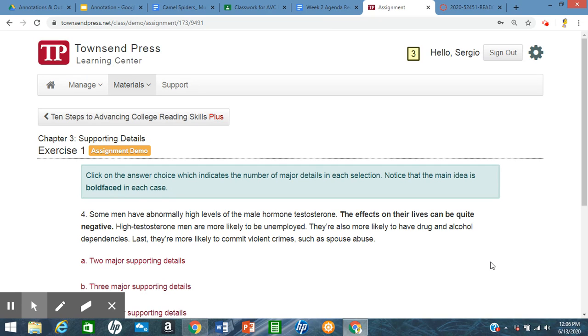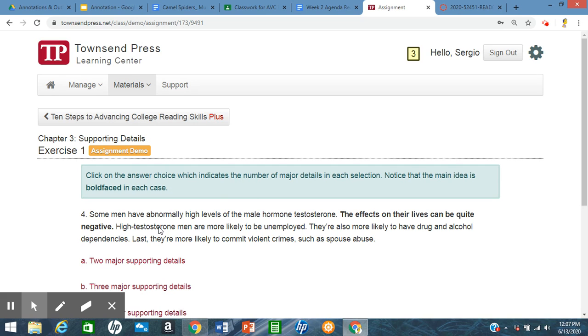So, now, here is our main idea. The effects on their lives can be quite negative. Now, some of you may ask yourself, why wouldn't sentence 1 be? Because again, sentence 1 is just some men have abnormally high levels of male testosterone. So this is just introducing the subject, but is not the main idea. The main idea is going to be almost like an argument or a topic sentence. What is this whole paragraph about? And what they're talking about is the effects on their lives can be quite negative. So the effects of male hormone testosterone that have abnormally high levels. So we're talking about the effects.